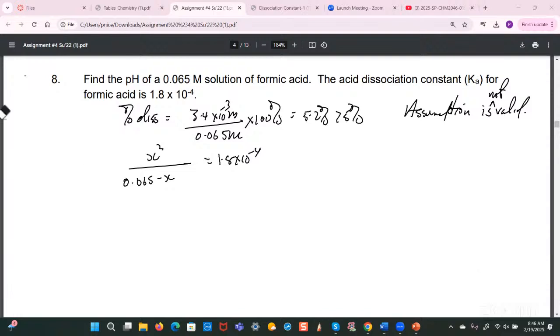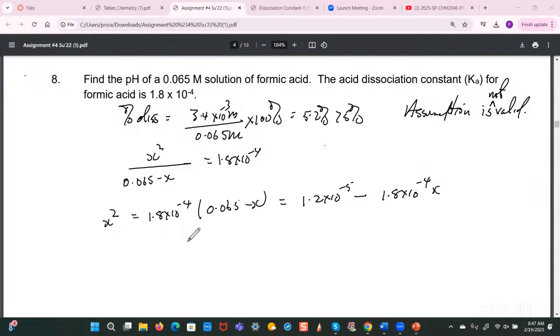So, some algebraic maneuvers we have to make. That will be equal to 1.8 times 10 to the minus 4 times 0.065 minus x. And then we do the distribution. 1.8 times 10 to the minus 4 times 0.065, according to my calculation, gives 1.2 times 10 to the minus 5 minus 1.8 times 10 to the minus 4, and then x.